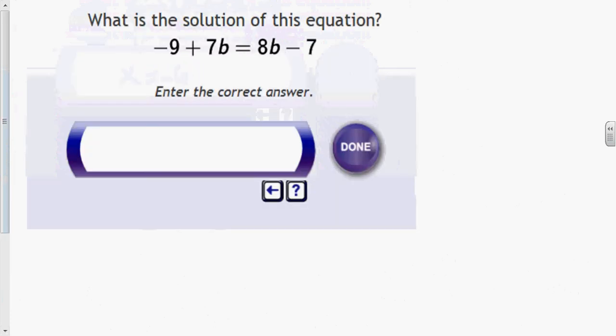And then the last one, oh man, that's good stuff. So again, you want to get the variables on the left side and get the numbers by themselves on the right side. So somehow this 8b has to come over here, and somehow that negative 9 has to go over there. So to do that, this is negative 9, so I'm going to do its opposite. I'm going to add 9 to both sides.